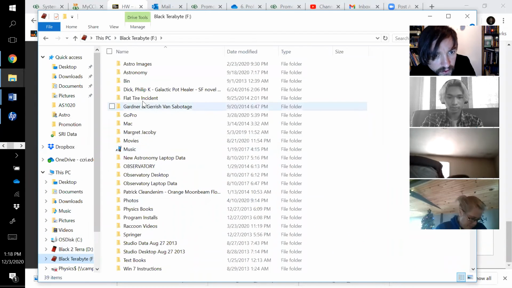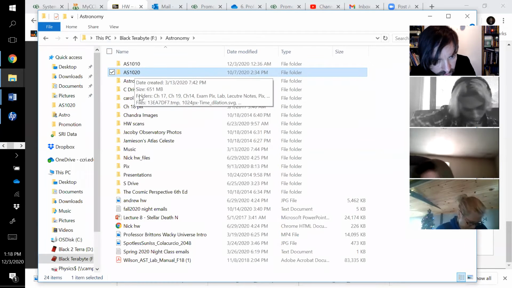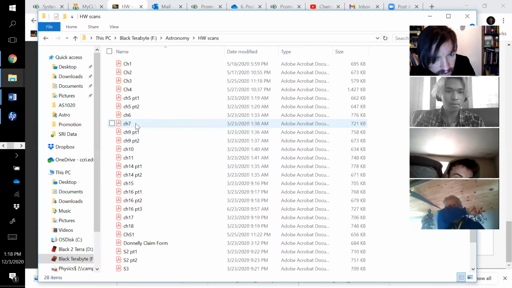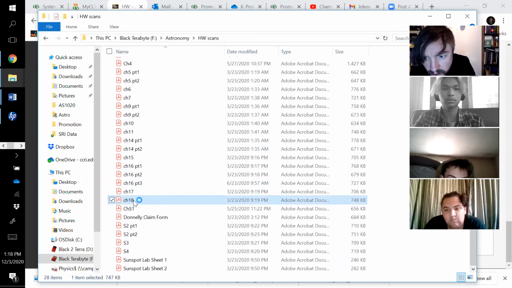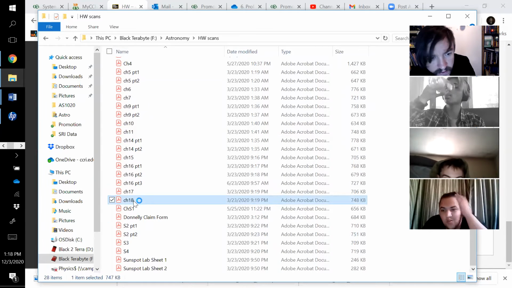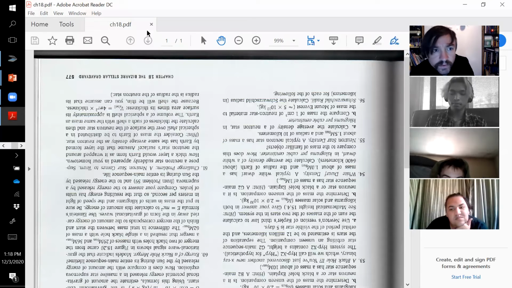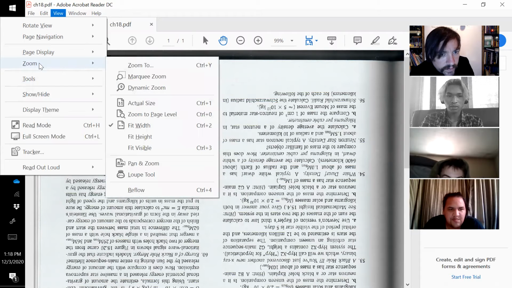Let's go to Astronomy 10. Homework scans. Chapter 18. Okay, there you guys are. All right, can I rotate with this? Come on. Pan and zoom.